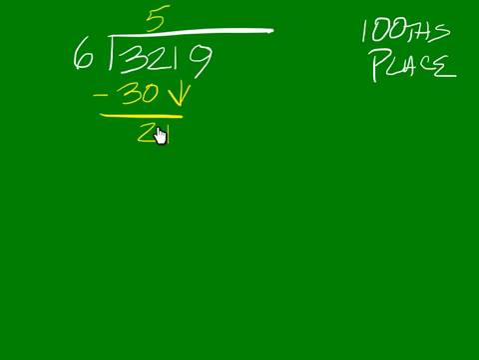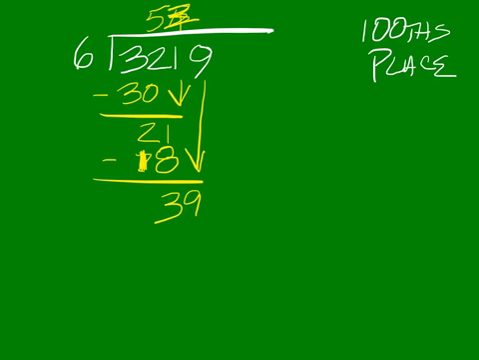6 will go into 21 4 times. That's 20, or not 4 times. It goes in 3 times. There we go. 3 times 6 is 18, and you have 3 left over. Drop the 9. 6 will go into 39 6 times, which is 36.